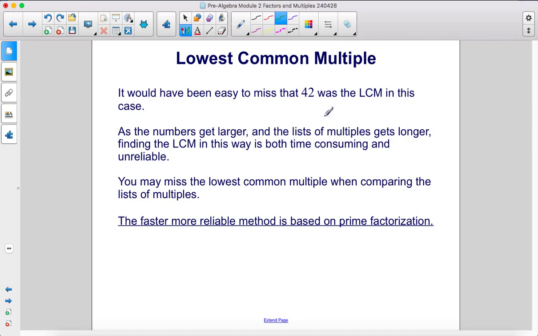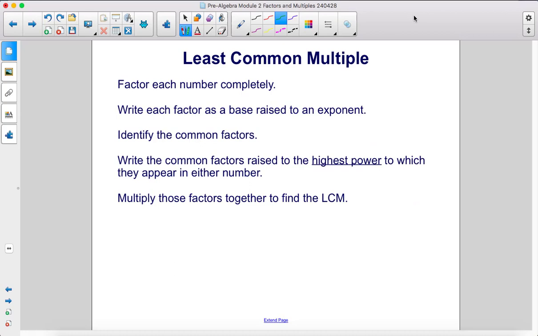As the numbers get larger and the lists of multiples get longer, finding the lowest common multiple in this way is both time-consuming and unreliable. You may miss the lowest common multiple when comparing the lists of multiples. The faster, more reliable method is based on prime factorization. First, factor each number completely. Write each factor as a base raised to an exponent. Identify the common factors. Write the common factors raised to the highest power to which they appear in either number. Multiply those factors together to find the lowest common multiple.